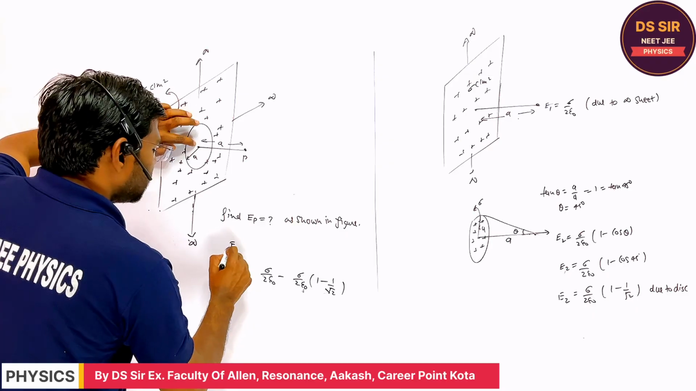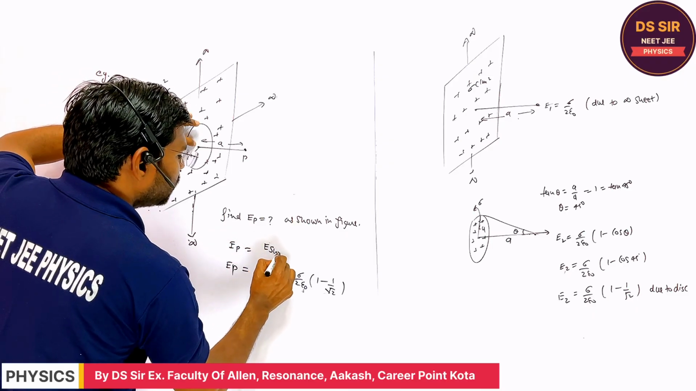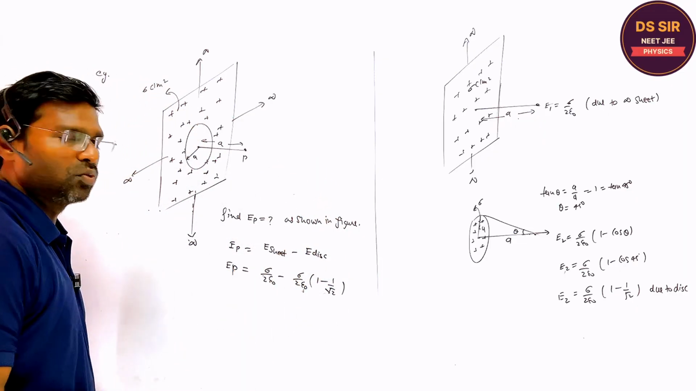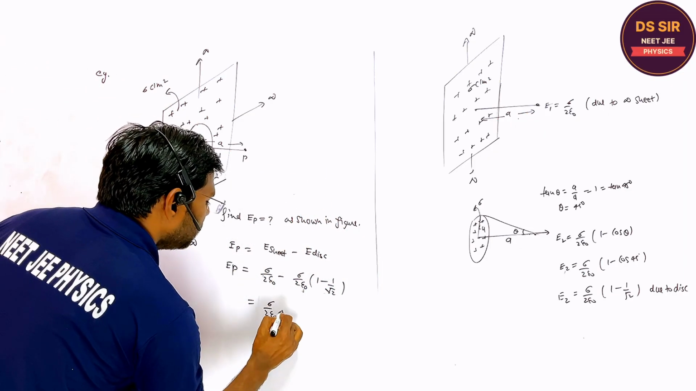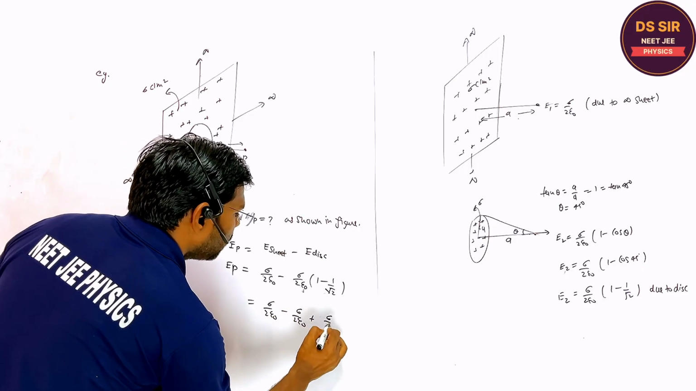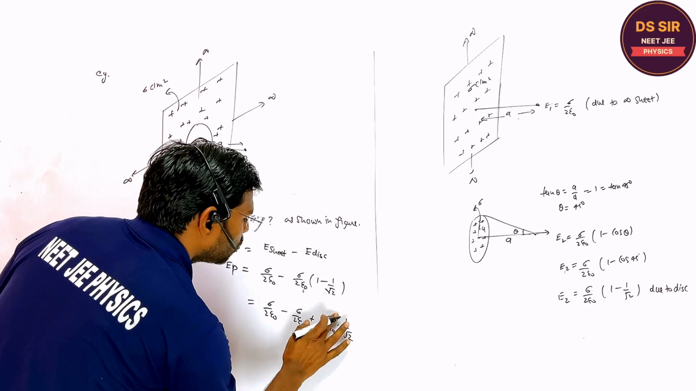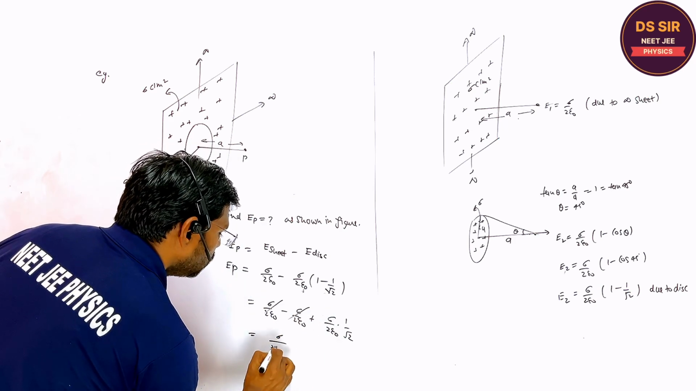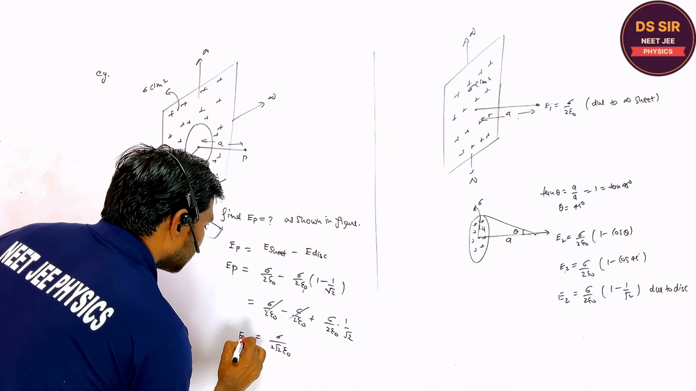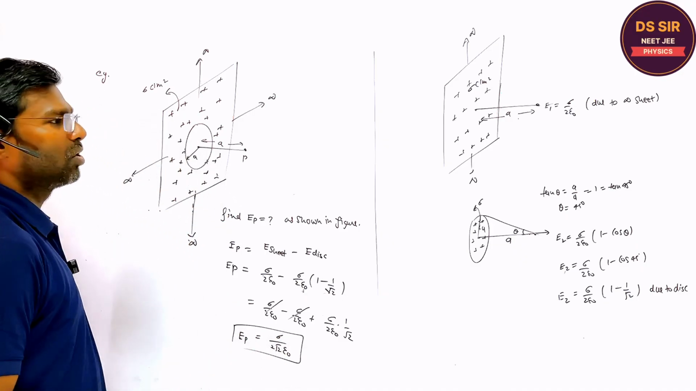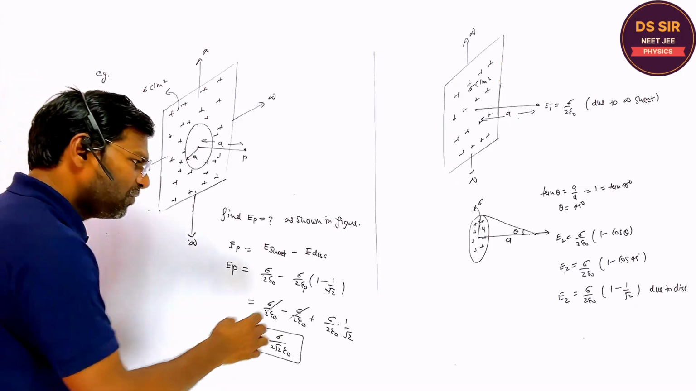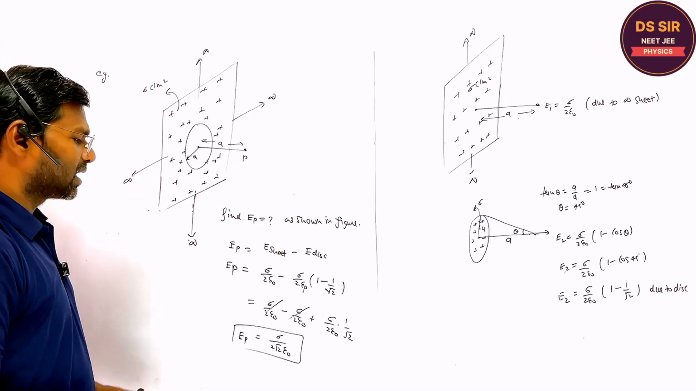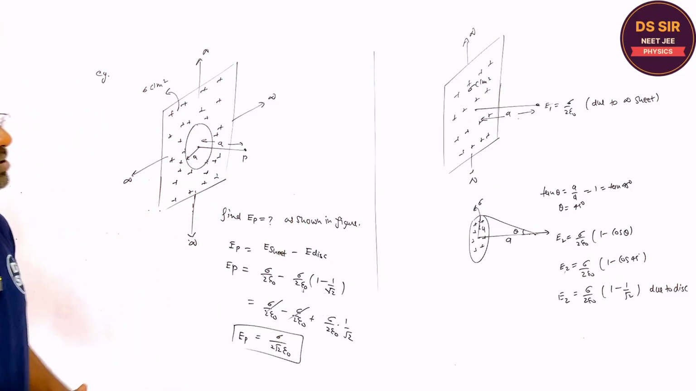Are you getting it? So the electric field at P is the electric field due to the sheet minus the electric field due to the disk. The disk portion you have to remove, and when you simplify, this is sigma upon 2 epsilon naught times 1 by root 2. It cancels out, so sigma upon 2 root 2 epsilon naught is the electric field at this point P. Is it clear or not? So if you remember this formula, you can write the electric field directly. Copy this.